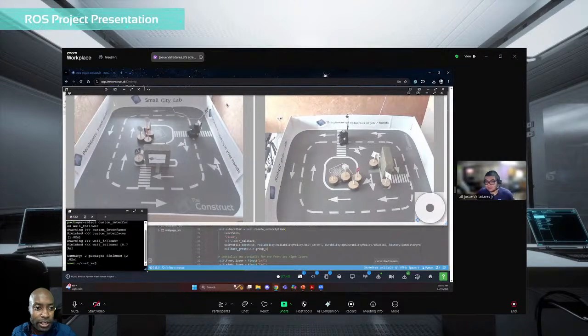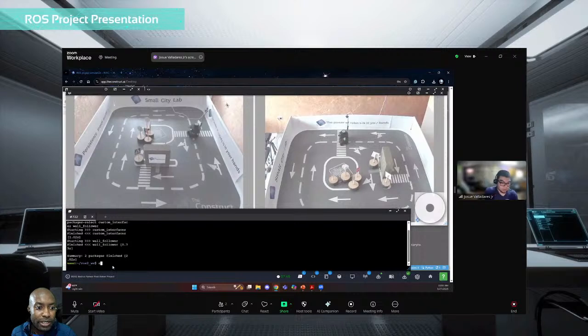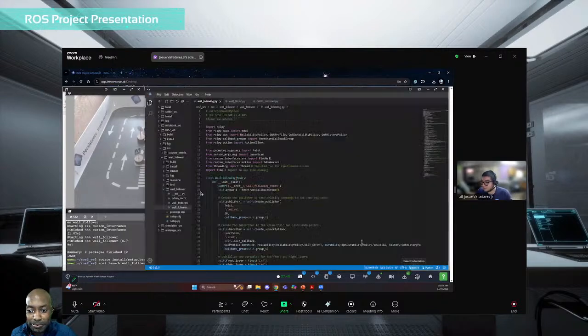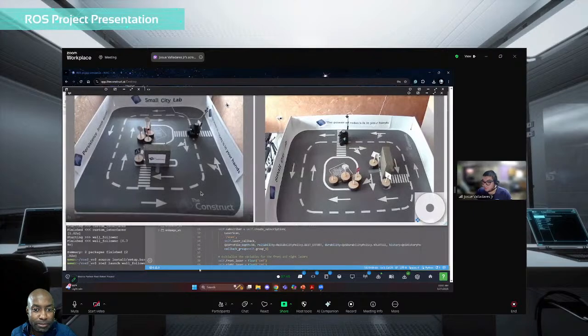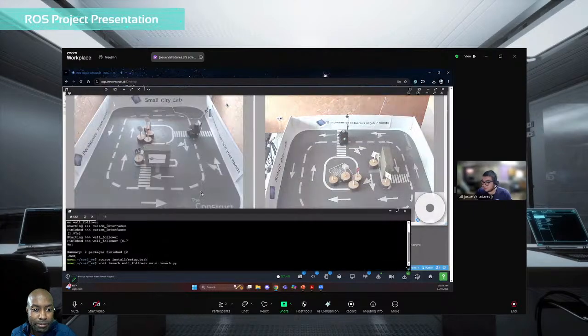All right. Now we're just building the packages. Then we do source install bash. And now we're just gonna launch the code from the package. Ah, there we go. Alrighty.